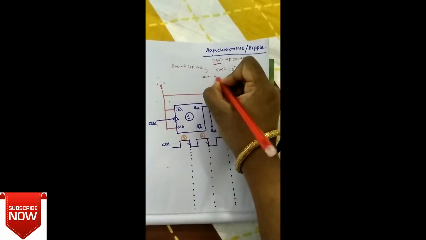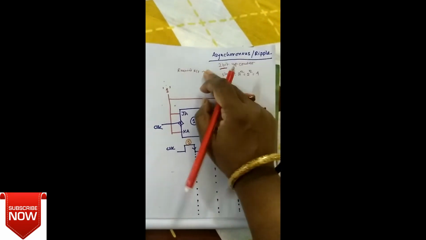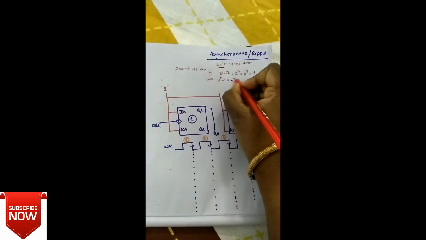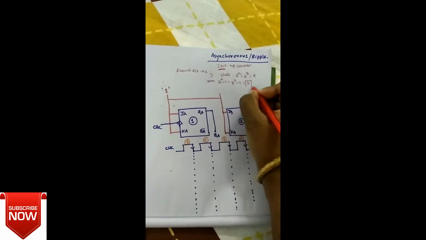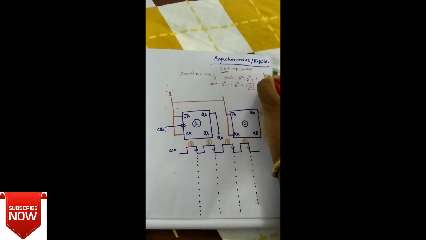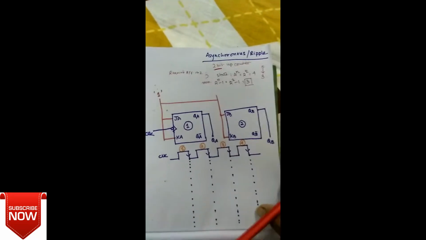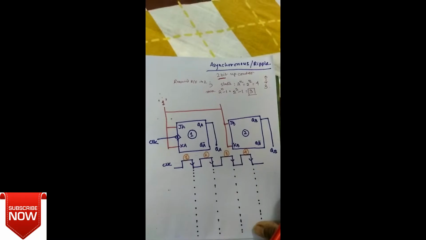And the maximum count of this counter will be 2 to the power n minus 1. That means a 2-bit up counter can count up to 2 to the power 2 minus 1, that is 3. It can count up to 3, that means from 0 to 3 it will count. This 2-bit up counter is capable of counting the information from 0 to 3.